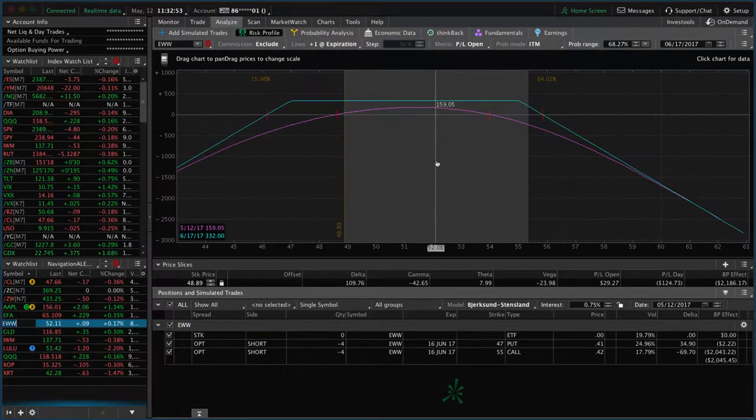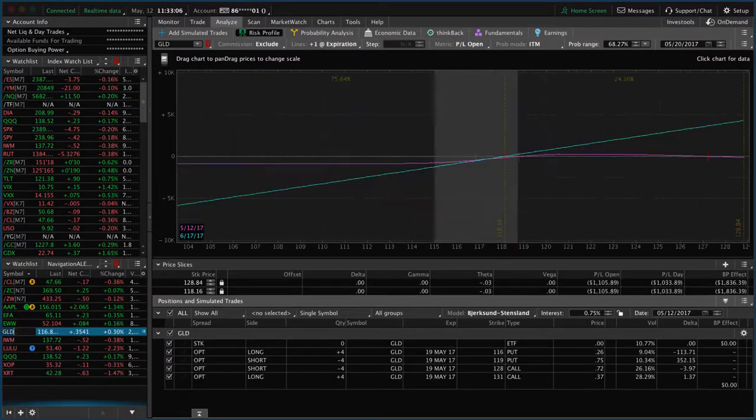EWW, we're close to getting out of this one. Not quite enough. I want 50% of max profit on this one. So look to probably close that early Monday as well, assuming we get some decent theta decay over the weekend.